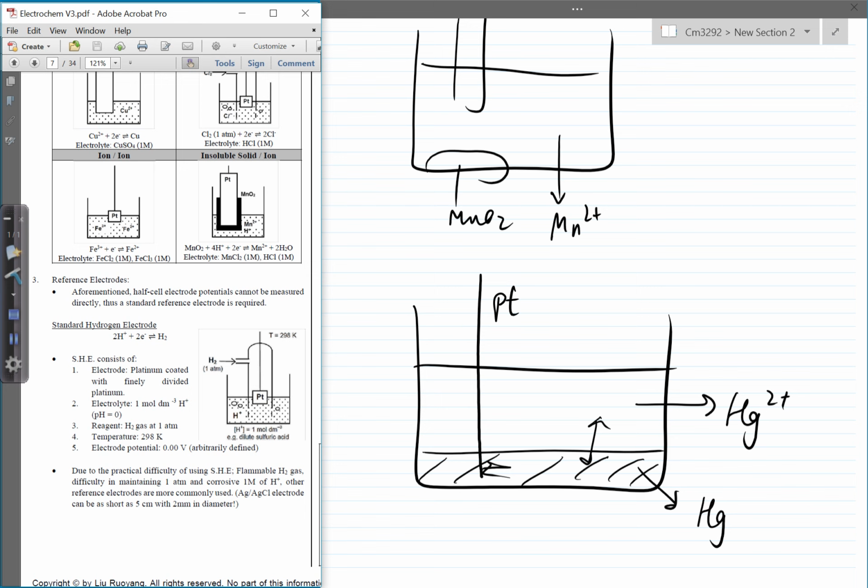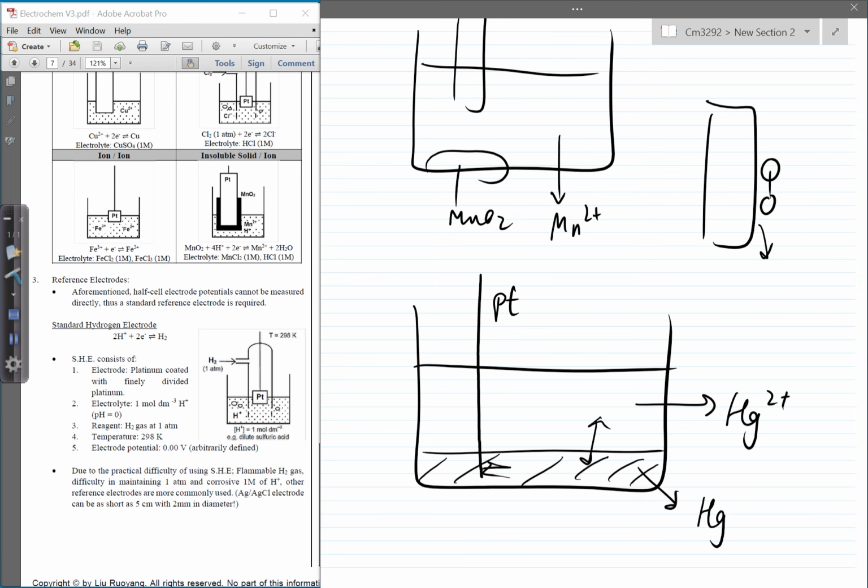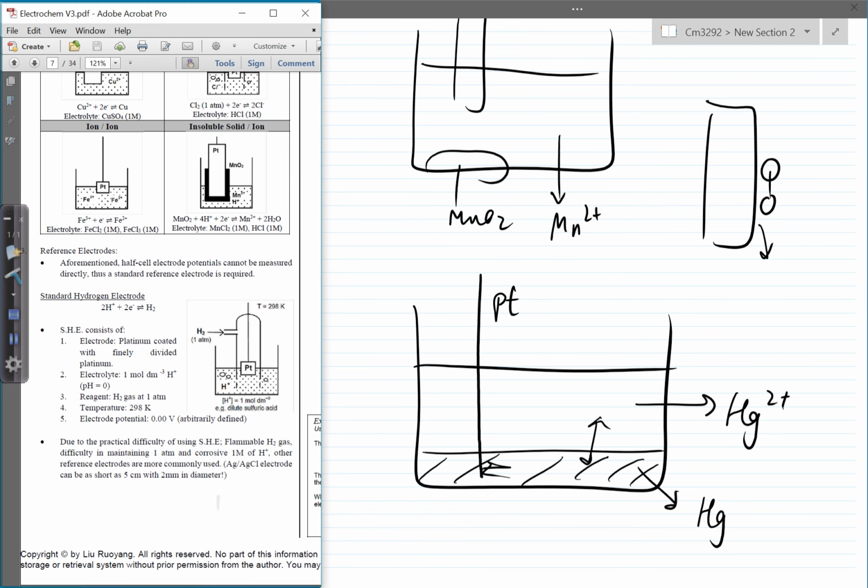Why do you need finely divided platinum? Some people say it's harder for your H2 to slide down, because if it's smooth, you'll just slide down. But I personally think that it shouldn't be because of that. This is too naive a solution. The reason is just because you want to increase the surface area. Therefore, you add finely divided platinum, right? Maybe this is a reason, I don't know, but it doesn't sound convincing to me.